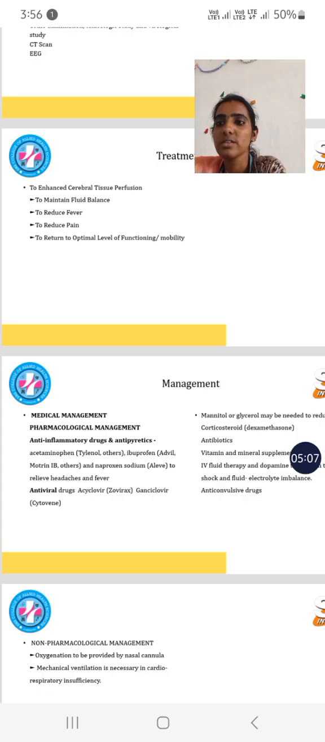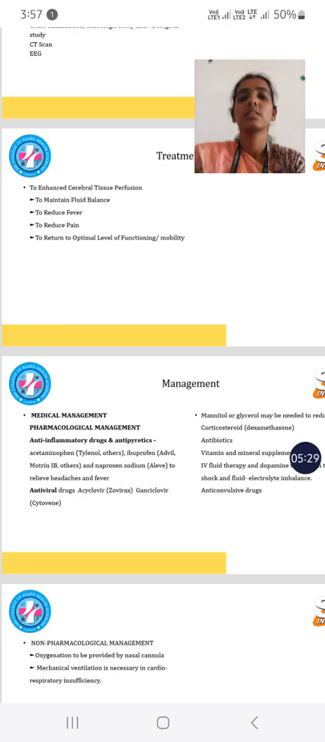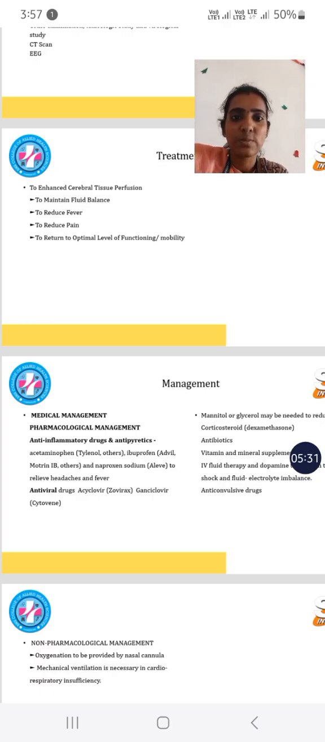Corticosteroids, antibiotics, vitamin and mineral supplements, IV fluid therapy, and dopamine are given to treat shock and fluid and electrolyte imbalance, along with anticonvulsant drugs. The non-pharmacological management is oxygenation provided by nasal cannula. Mechanical ventilation is necessary in cardiorespiratory insufficiency. So these are all the things we explained about encephalitis.